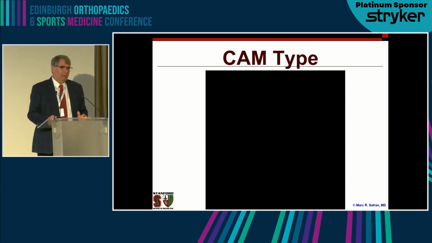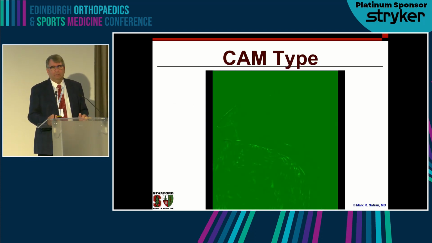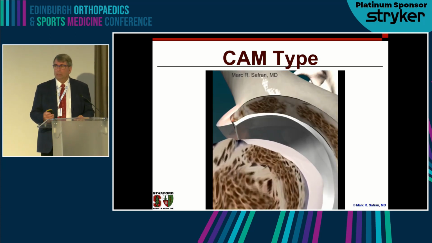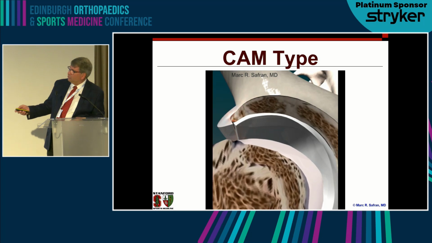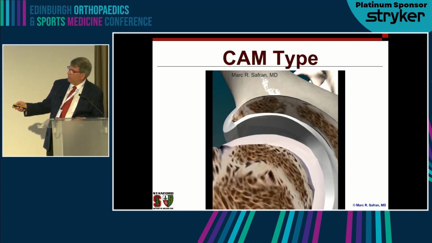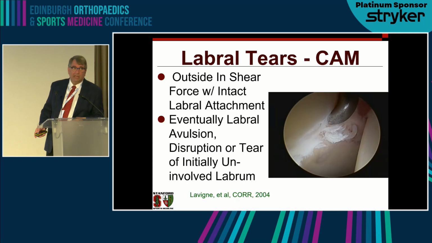Now, with CAM-type FAI impingement, the pathophysiology is that the loss of sphericity of the femoral head-neck junction causes a labral-chondral separation initially before it butts against the rim of the acetabulum.